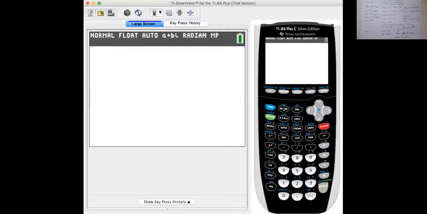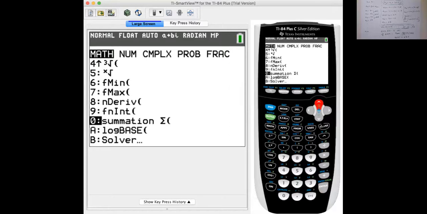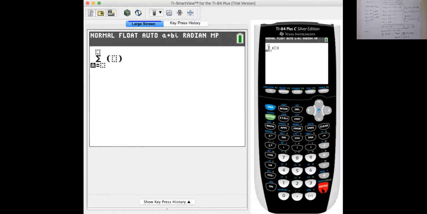So we go to math and we go to 0. Summation, k goes from 1 to 12, of what? Of 41 plus parentheses k minus 1 times 2. And what does that give me? Again, we hope it's 624, and it is.